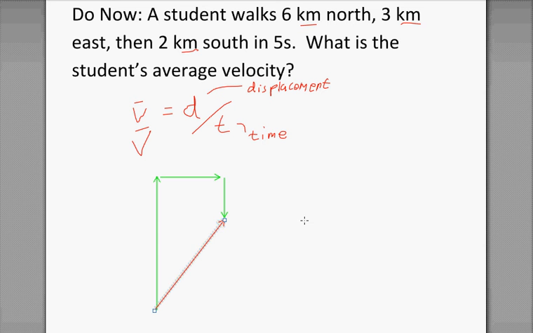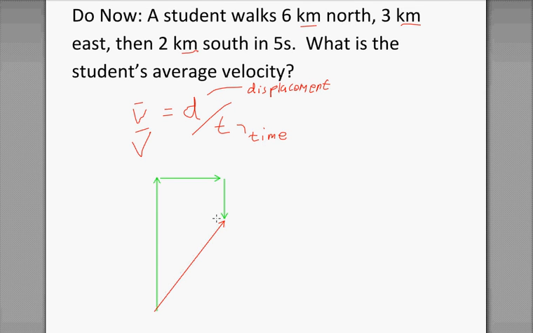Now, what you should immediately remember from this particular problem is that you will make a triangle out of this. Let's make it a better triangle. There we go. And this is a right triangle, meaning that if we find the sides, we can use trig functions and the Pythagorean theorem, all kinds of fun stuff.